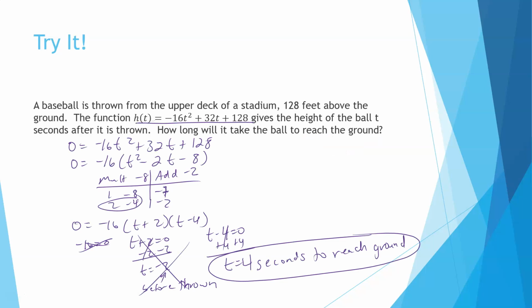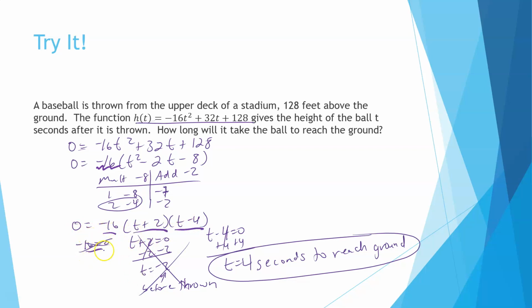Here's the work I did. As I told you, I set it equal to 0. I once again could factor out that negative 16. So I was left with negative 16 times t squared minus 2t minus 8. I made my factor table and ended up with the pair of 2, negative 4, which means that it factors as negative 16 times t plus 2 times t minus 4. Once I have that, I check all three factors.